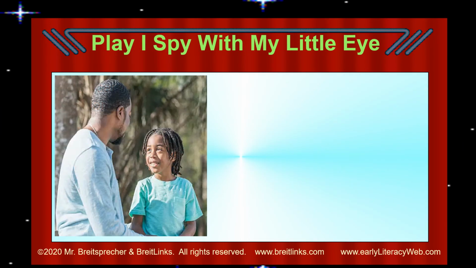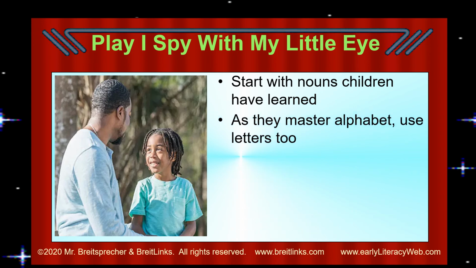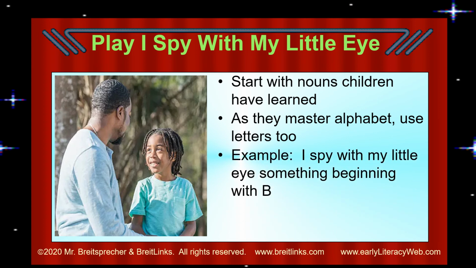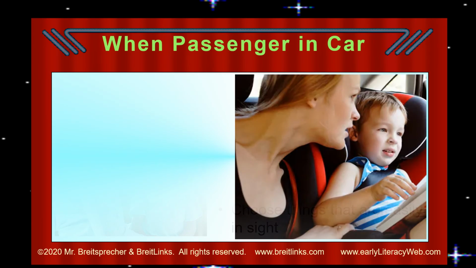Play I Spy with My Little Eye together. As children learn nouns and letter sounds, use the first letters too. Say things like, I spy with my little eye something beginning with the letter B. Choose things that are easily in sight and that will stay in sight.